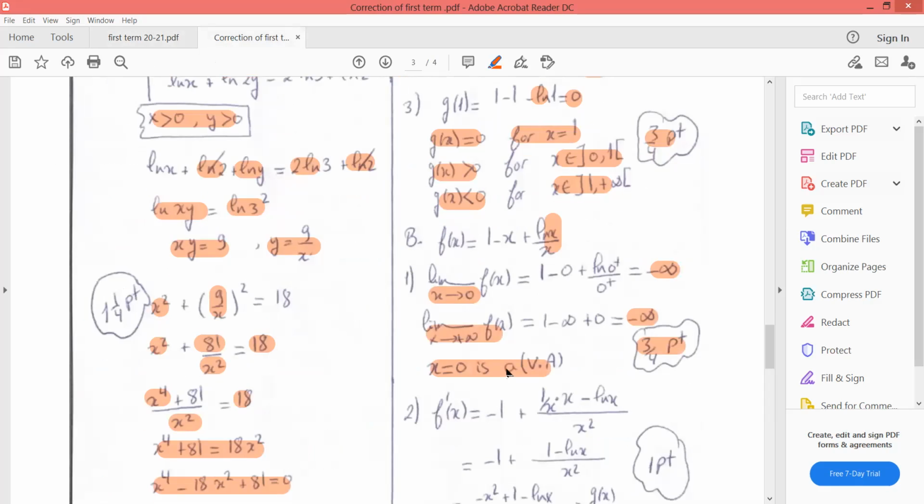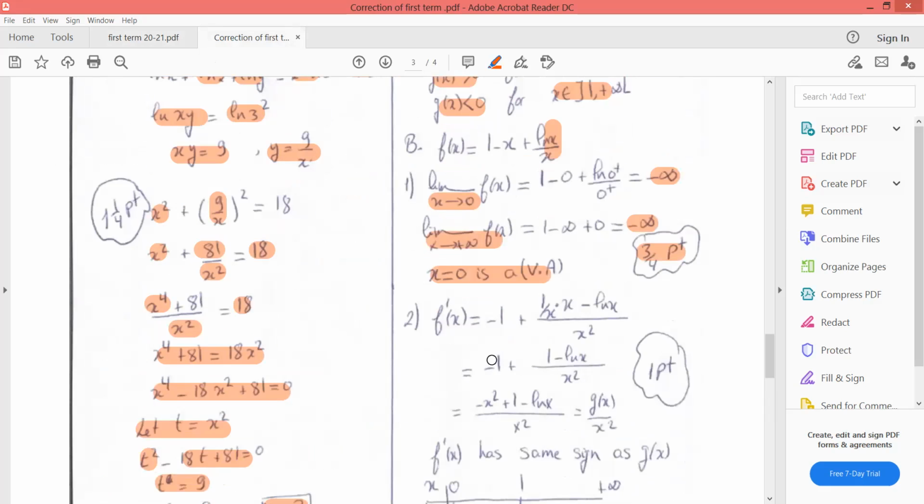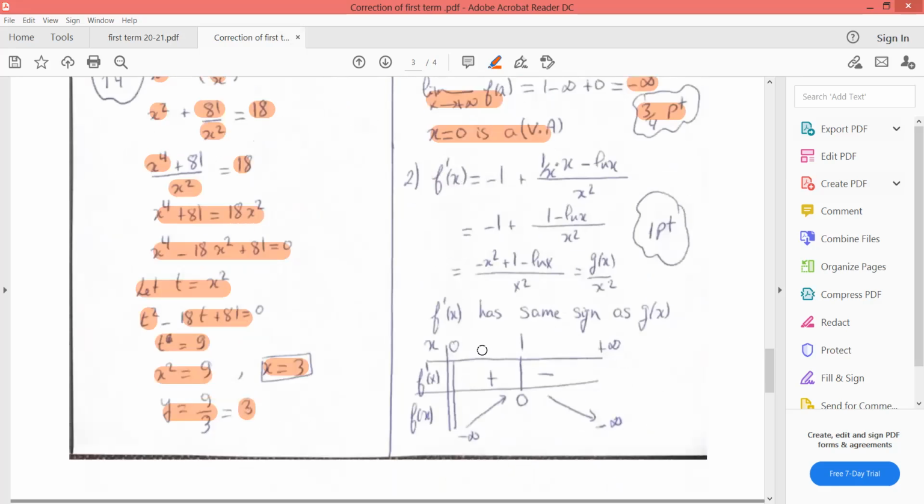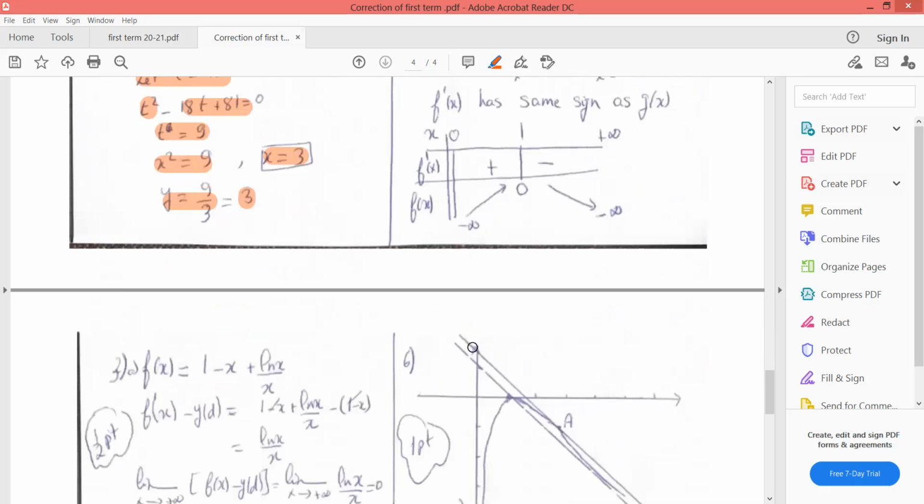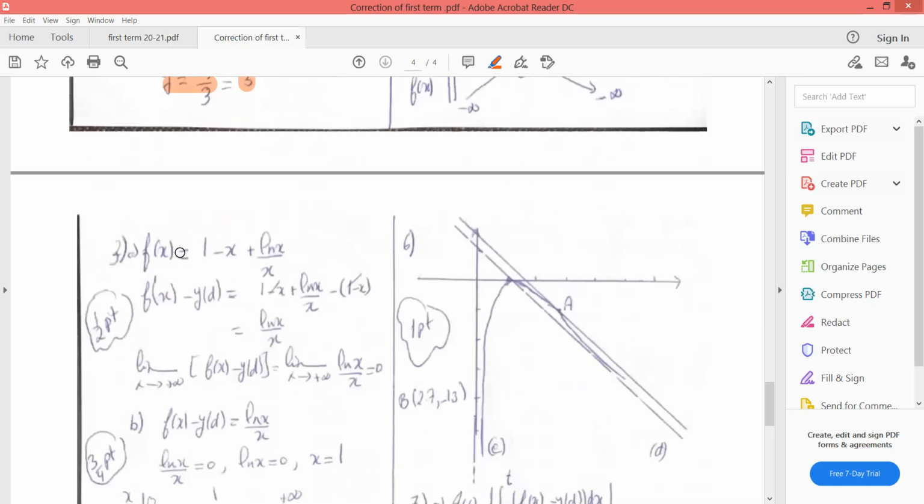Sorry, this part is not written. So f(x) minus y_D is ln x over x. So the limit as x tends to plus infinity of f(x) minus y_D equals the limit of ln x over x. We have it as 0.